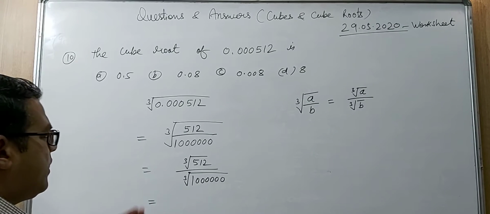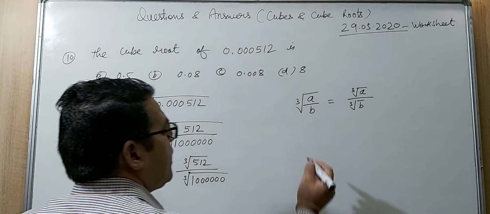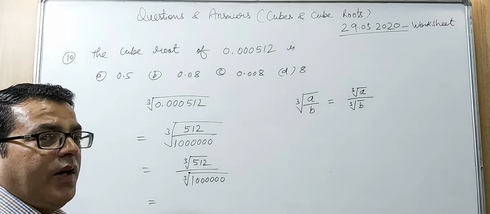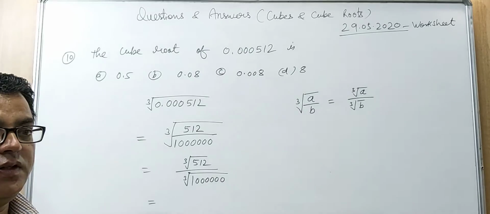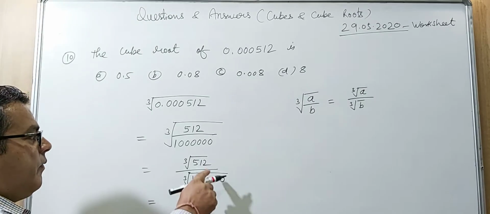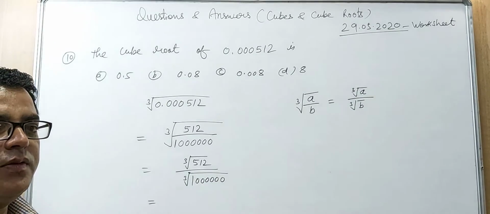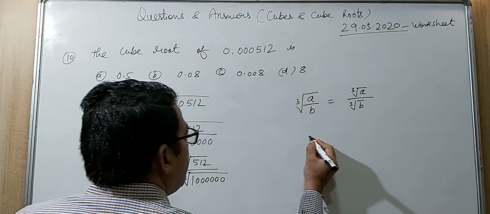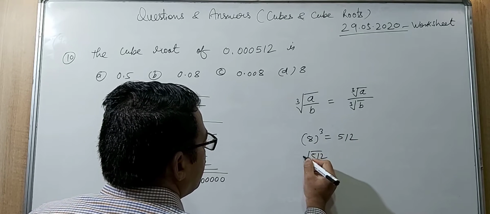So now you can see here 512, you need to find the cube root of 512. So many methods are there. You can use the prime factorization method here, and also you can use a trick to find the cube root of 512. We know that the cube of 8 is 512. Hope you understand. It means the cube of 8 is 512 and the cube root of 512 is 8.